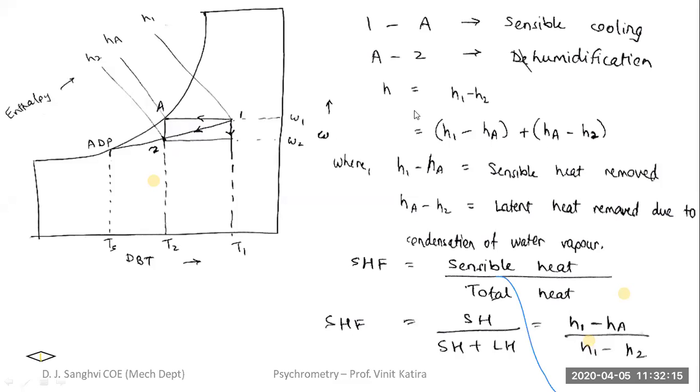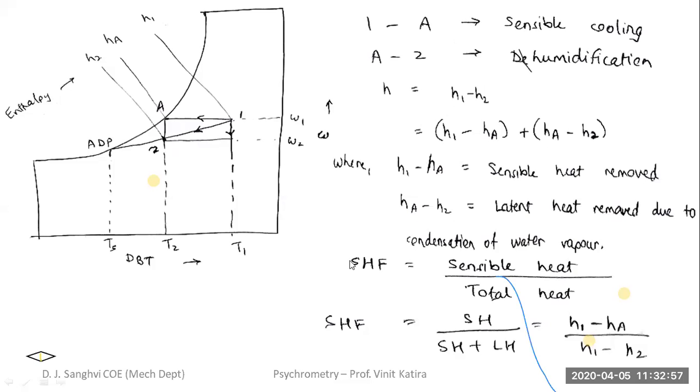The enthalpy difference H1 minus H2 can again be written as H1 minus HA, which is the sensible heat that you're removing, added to HA minus H2, which represents the latent heat removed, wherein your humidity ratio goes from omega 1 to omega 2, which causes the condensation of water vapor present in the air. This brings us to another very important term from an air conditioning design point of view, which is your sensible heat factor.